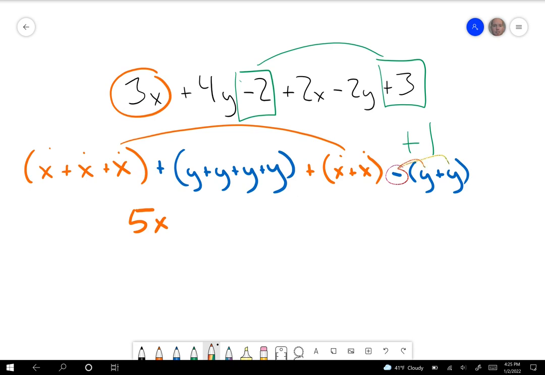Do you remember the distributive property? So in essence, this really means that we're adding 2 negative y's to what we already have. So if we add 2 negative y's to the 4 y's that we have, that's essentially taking 2 y's away from the 4 that we have, giving us a total of 2y.